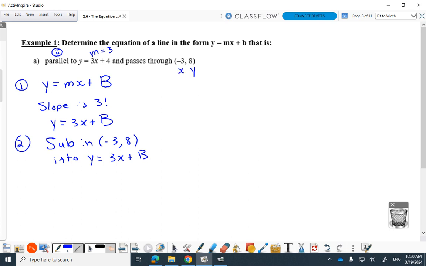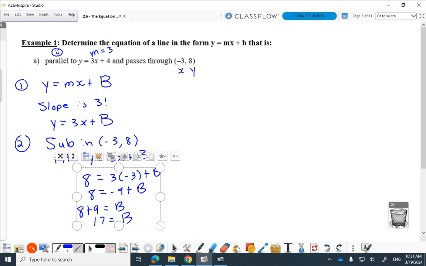So, now I hesitate here, because this is a little backwards. That's x then y, but y's first. So you take a second and sub them in the right spots. 8 equals 3 negative 3 plus b. Excuse me. 8 equals negative 9 plus b. I hope that's pretty straightforward. And then you bring the 9 over. And maybe you've got a different set of steps on how you solve for b. But you should get something like that.